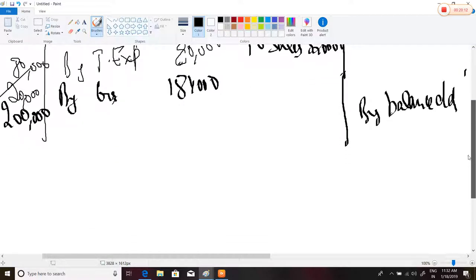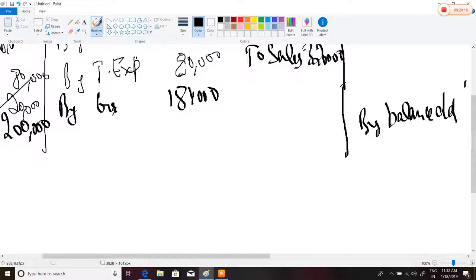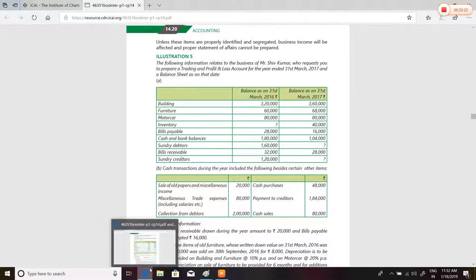Working notes are compulsory to make, as it is mandatory. If a 15 to 16 marks question comes, then surely approximately 10 to 12 marks are for the working notes. Then next, B point we have completed. Now let's start with the A part.